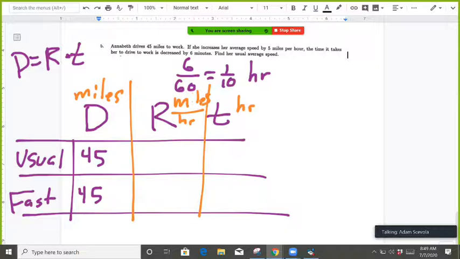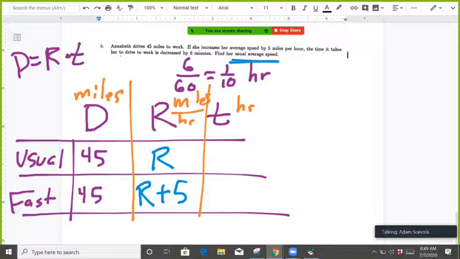Okay? Now her usual rate is what we don't know. Okay, because it says find her usual average speed. So that last sentence will usually help you define your variable. Alright, we don't know her usual average speed. So we're just gonna call that R. So R is her usual average speed. That's what we're gonna look for. Alright, so when she goes fast, that's when she increases her average speed by 5 miles an hour. So her fast speed is gonna be whatever her usual speed is, R, plus 5 miles per hour.